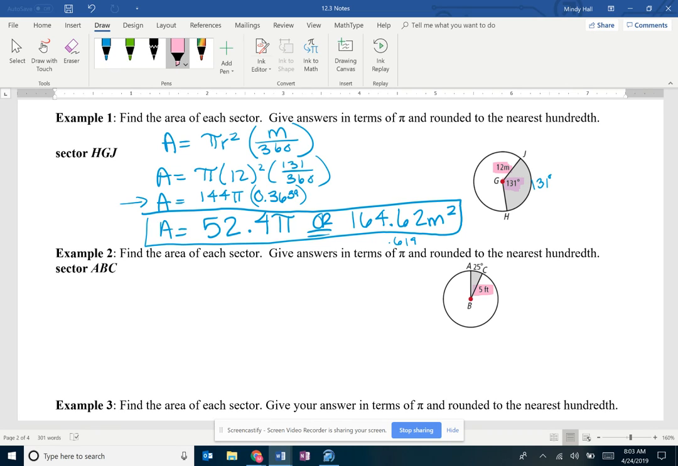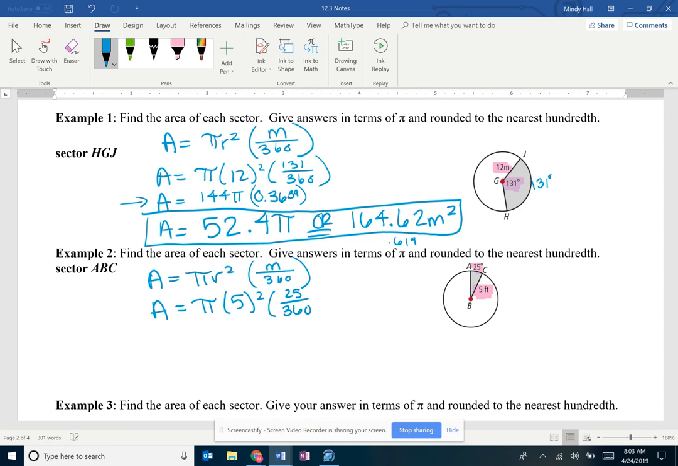So looking at the next one, again, same thing. The radius of this circle is 5, and our arc measurement is 25 degrees. So our formula is area of a circle times the number of degrees we have divided by the number of degrees in the circle, which is 360. So we are plugging in 5 for r and 25 for m because it's 25 degrees.